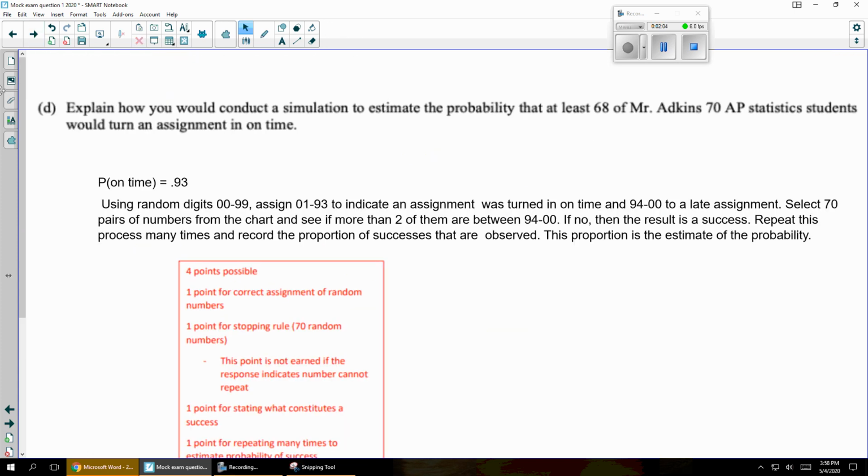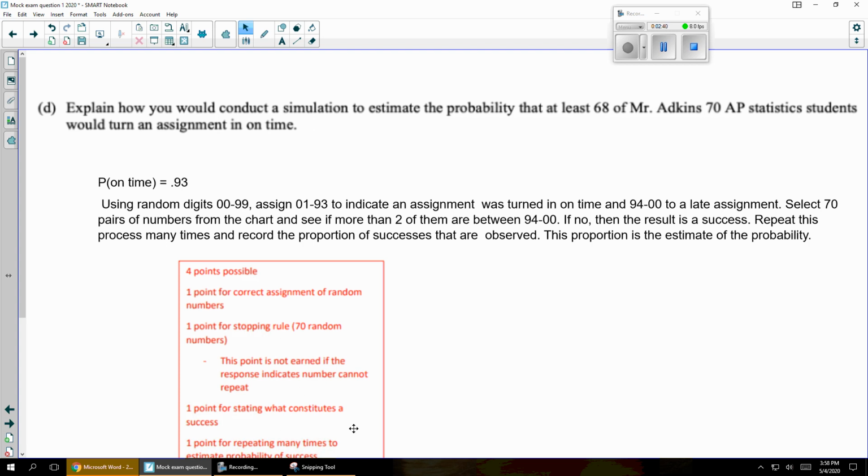Number 4, or letter D, they called 4 points. 1 point for correctly assigning random digits. You wouldn't necessarily have to do it the way I did, but 93% of your digits need to go with on time. You need to have a stopping rule in here, so I said we're going to select 70 pairs of numbers. Somewhere in there you've got to tell them where to stop. You don't get that if you say numbers can't repeat. In this example, the numbers can repeat because they represent the probability of something happening.